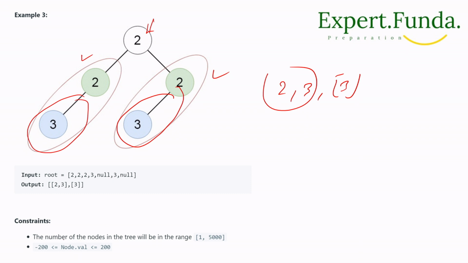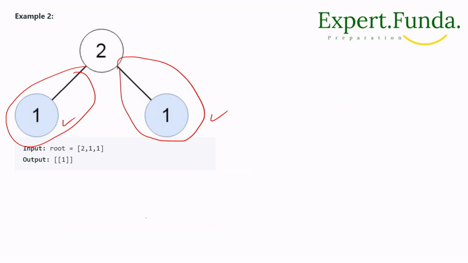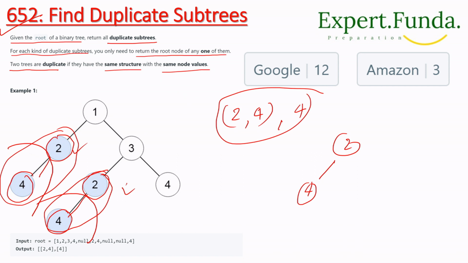Now the constraints are given. This question is very important because it has been asked in Google multiple times, and Amazon has also asked it three to four times. Let's understand how we will do the implementation.